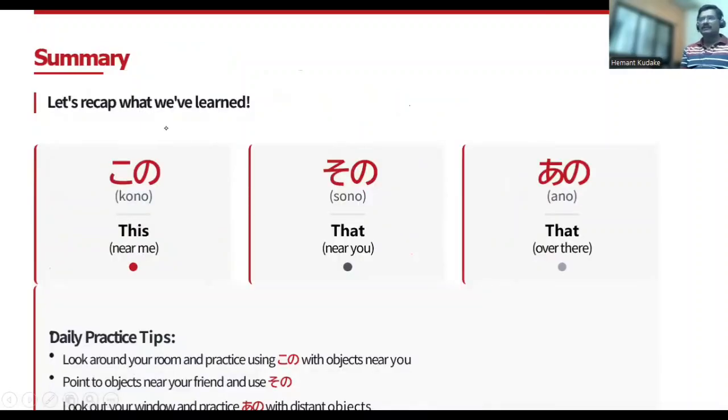Again, just a quick recap. Kono, sono, ano. Kono is the thing or person which is near to the speaker. Sono is near to the listener. Ano is away from both.